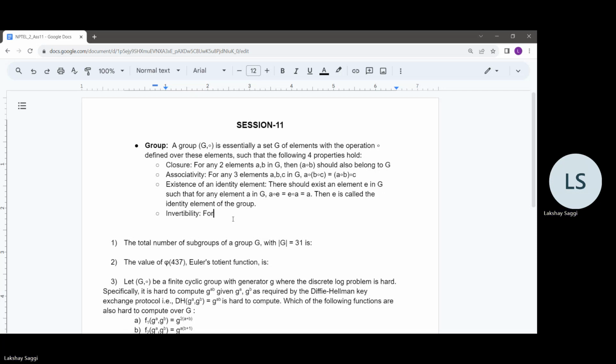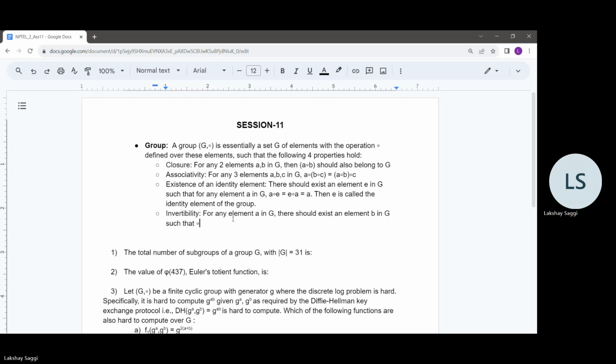So for any element A in G, there should exist an element B in G. So B should also be a part of the group G itself, such that A∘B should be equal to B∘A, which should be equal to E, where E is the identity element of the group.